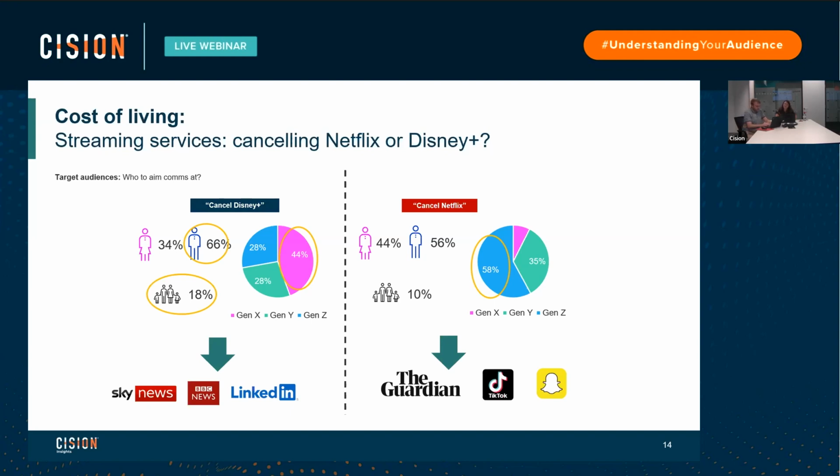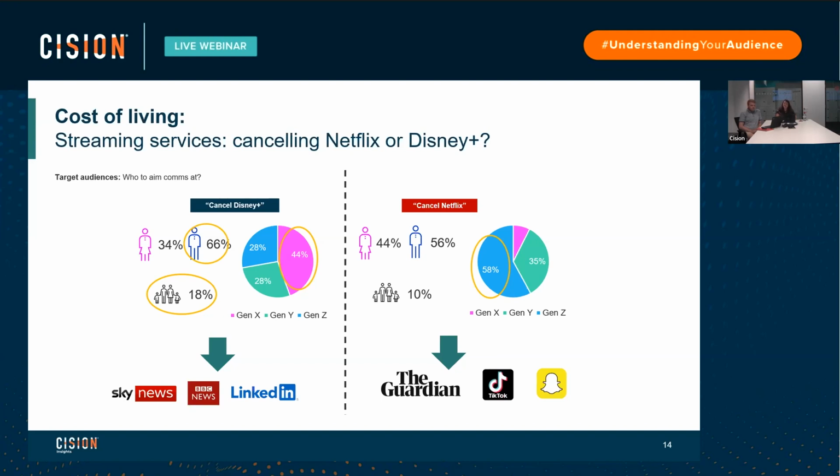Those talking about cancelling Disney Plus were much more likely to be male, have children, and come from Generation X, while the Netflix audience, the ones that were talking about cancelling Netflix, it really resonated more with Gen Z. And this actually tallies with some research from Kantar that came out yesterday, which showed that under 24s are more likely to cancel Netflix.